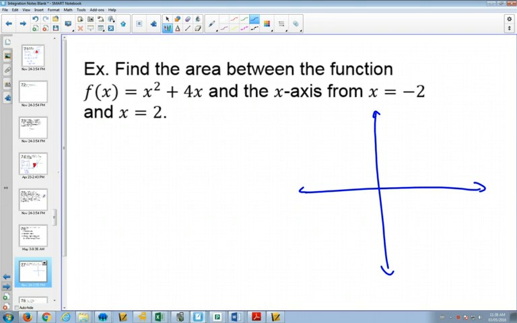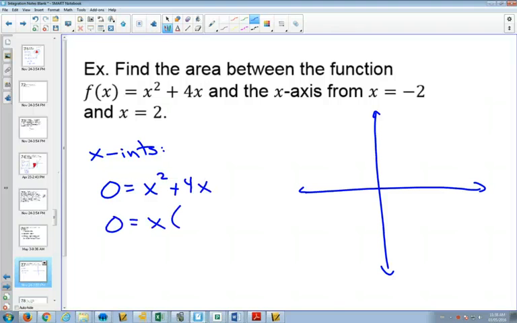Since we're going to need x-intercepts anyways, we set y equal to 0, factor out the common factor of x, and we find out that at x equals 0 and x equals -4, those are our two x-intercepts.